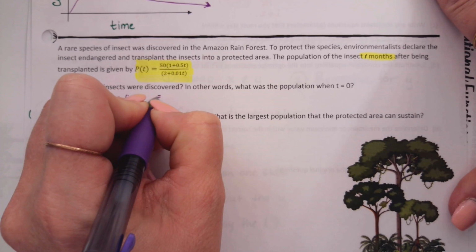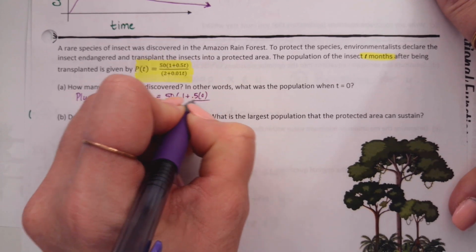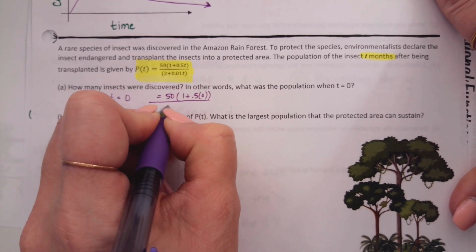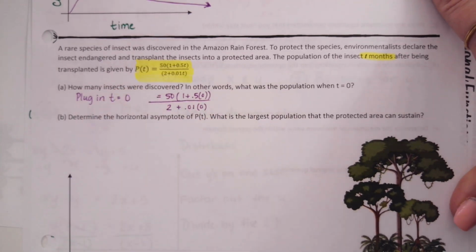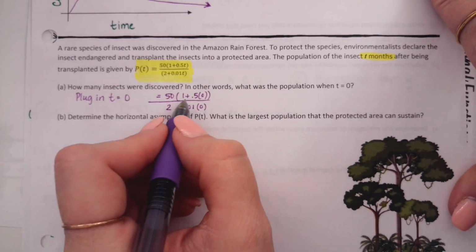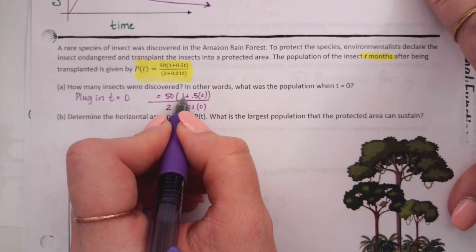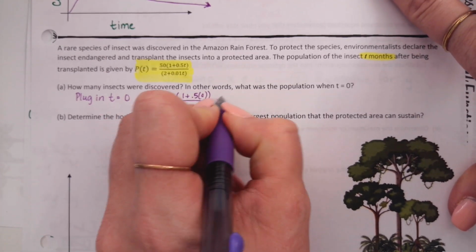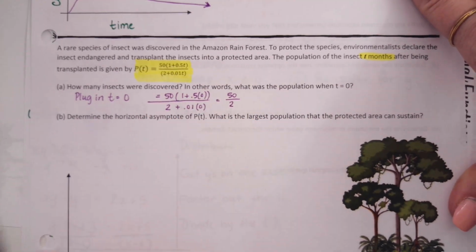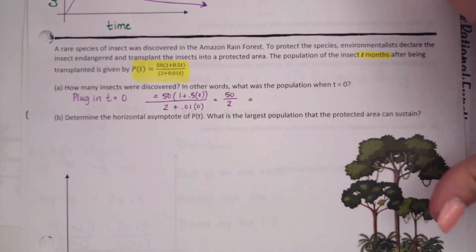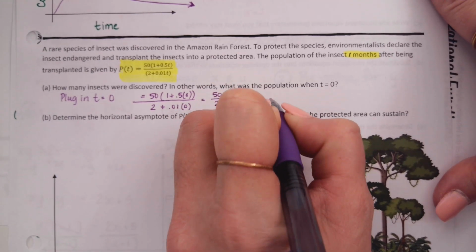So we would get 50 times 1 plus 0.5 times 0 over 2 plus 0.01 times 0. So the numerator, we would simplify 0.5 times 0, and then if I add 1, I get 1. And then if I multiply by 50, I get 50. The denominator, 0 plus 2, would become 2. So what was the population of those insects at time of 0? 25. Wow, they really are endangered. 25 insects.